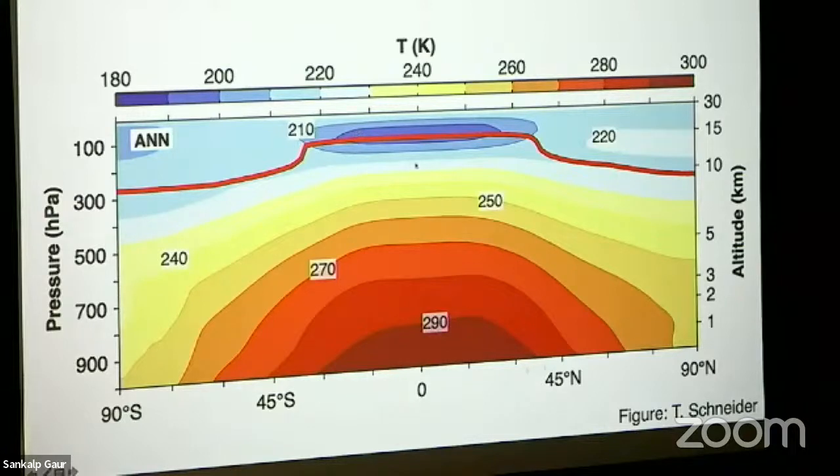Okay, this red line indicates the so-called tropopause, the boundary between which temperature decreases with height, and then it changes to increasing with height. I won't be talking about the region where temperature increases with height, that's the so-called stratosphere, and one needs to think about ozone there as a source of diabatic heating.